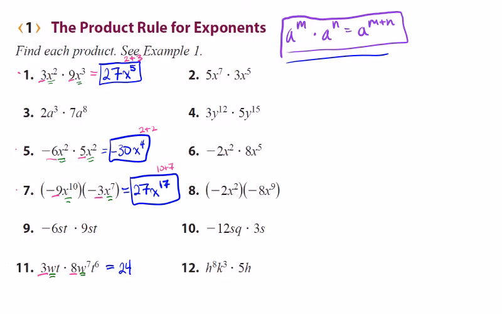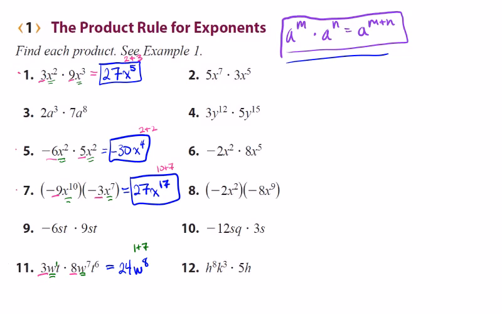Now, one thing that I alluded to earlier is that if you don't see an exponent, there's always an invisible 1 there. So when I have W, it's really W to the first power. Okay, so when I multiply W times W to the 7th, I'm going to add 1 plus 7. So 1 plus 7 is 8. Okay, so watch out for that. Sometimes people forget to add the 1, they just bring over the 7, but there is an invisible 1 there, so 1 plus 7 is 8.